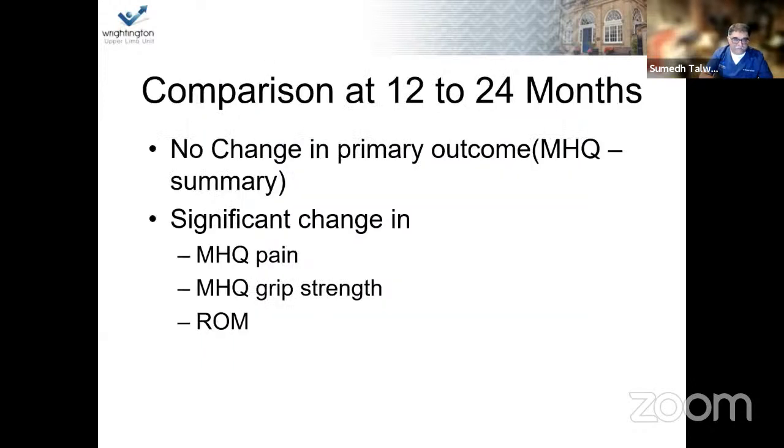But this is really a very interesting slide because we don't really get to see patients who've done well with volar plates at 12 to 24 months. What you can see in this particular paper is that although there are no changes in the primary outcome measure, which is the MHQ summary, the MHQ for pain and grip strength appear to improve significantly. So we can tell our patients that if you're doing well at 12 months, the likelihood is that you will continue to do well up to 24 months.